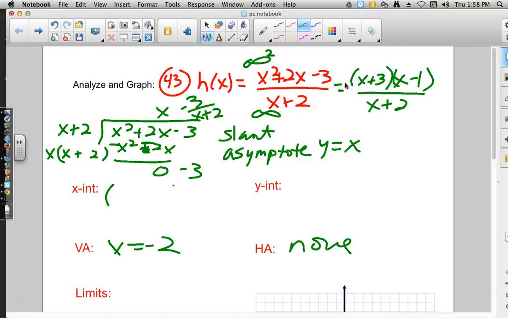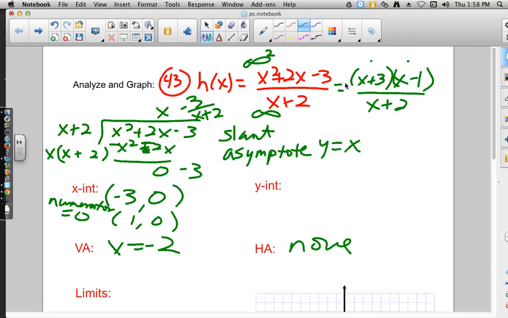X-intercepts, well, that's where we make our y value 0. And the only way that's going to happen is if our numerator is 0. So those are our two zeros from up here, and that will be (-3, 0) and (1, 0). Again, the x-intercepts always come from your numerator equaling 0. A 0 in the denominator is undefined, but we can have a 0 in the numerator.